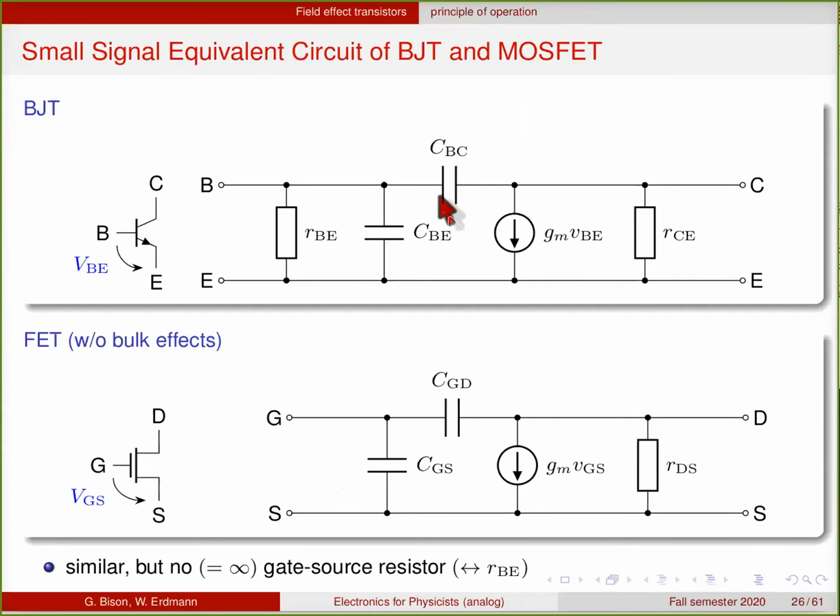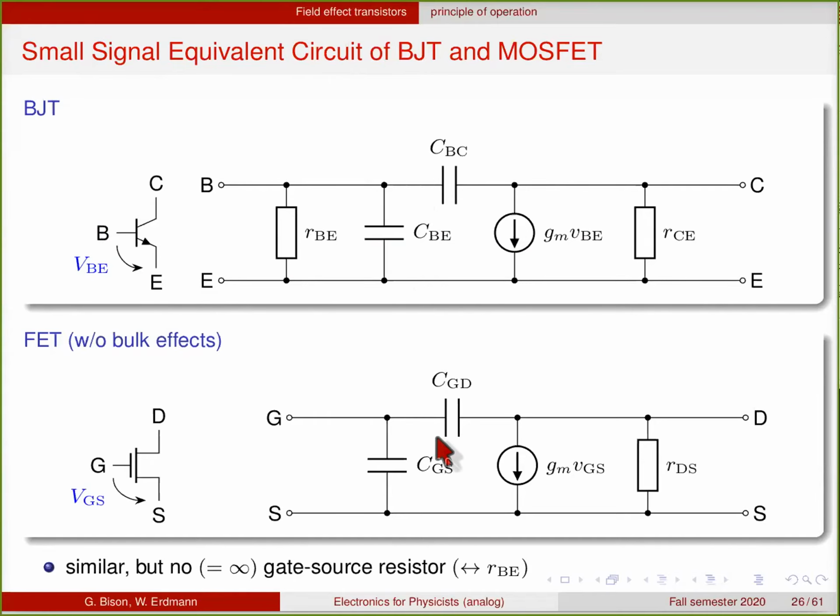What does that mean for the high frequency behavior? Here we can do something very similar to what we looked at with the bipolar transistor. So this is the small signal equivalent circuit of a bipolar transistor at the top. Here we have the base emitter voltage controlling the current source. You have the input resistor and the output resistor, which is due to the Early effect. And we have the capacitances from the base to collector and emitter.